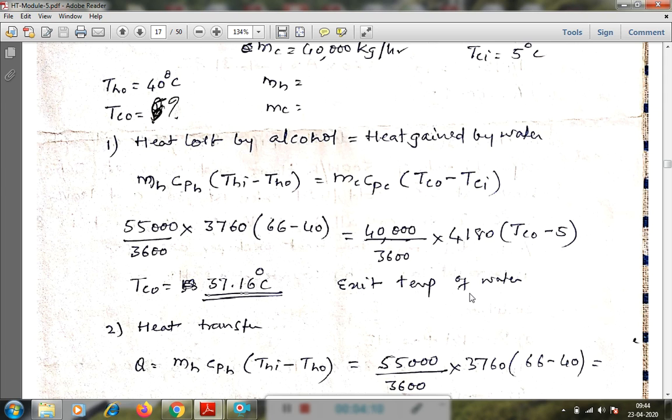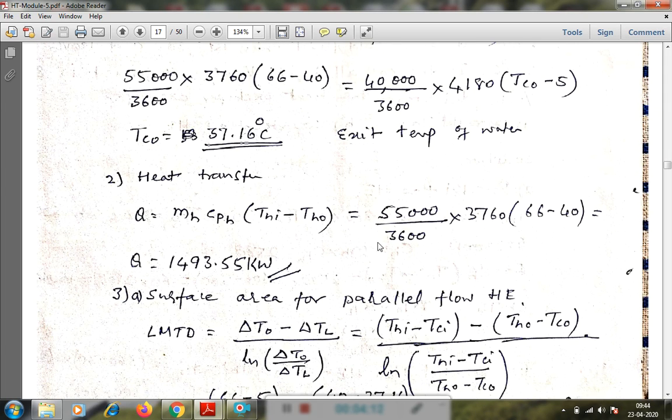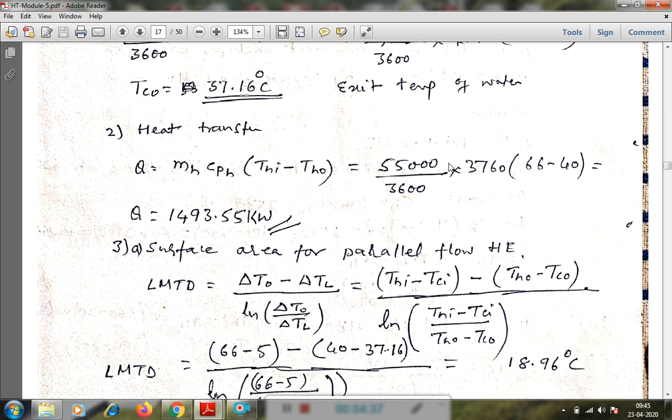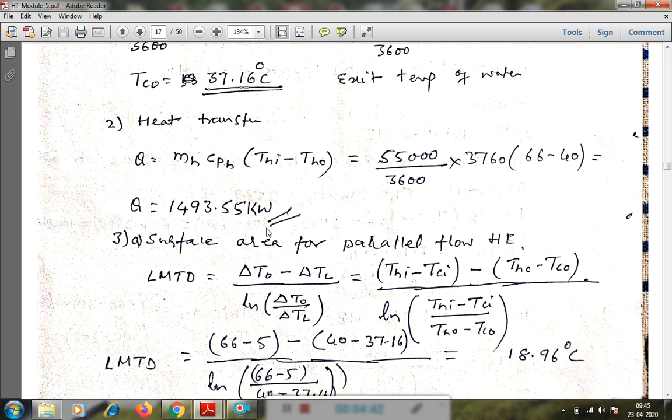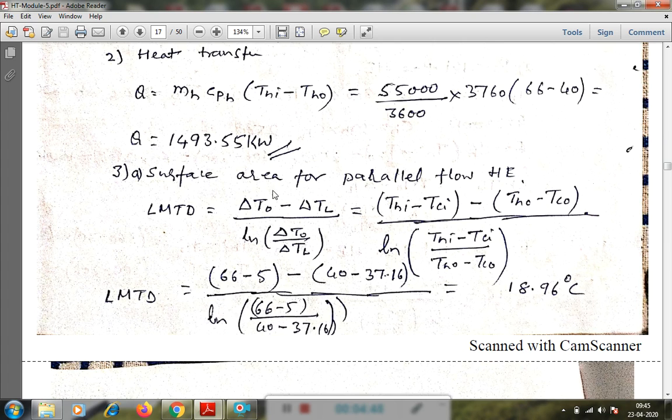This is the exit temperature of water. Then the second one, heat transfer. The heat transfer is given by the energy equation as mH CpH (Thi minus Th0), the heat lost by the hot fluid. In a similar way we can calculate it using the heat gained by the cold fluid also. Here we can easily find out 55,000 by 3,600, times 3760, times 66 minus 40. This gives 1493.55 kilowatt. Then the third one, surface area for the parallel flow heat exchanger.